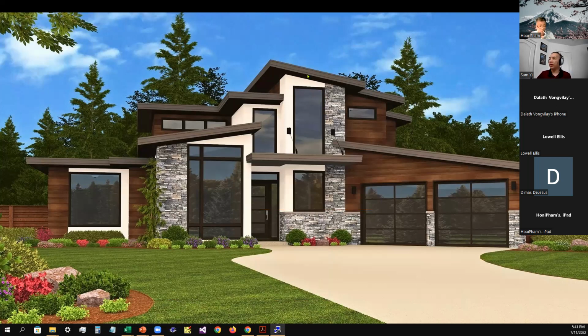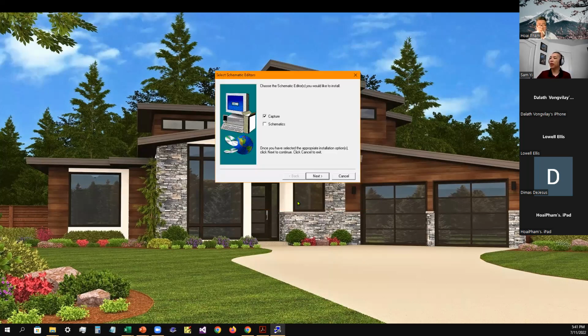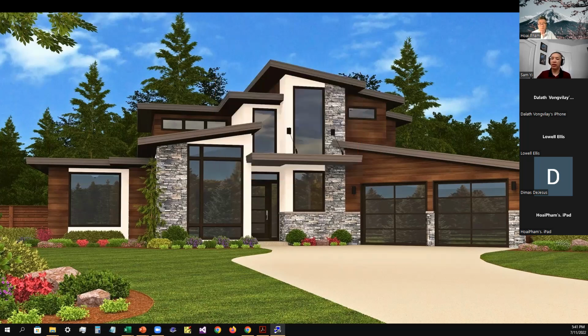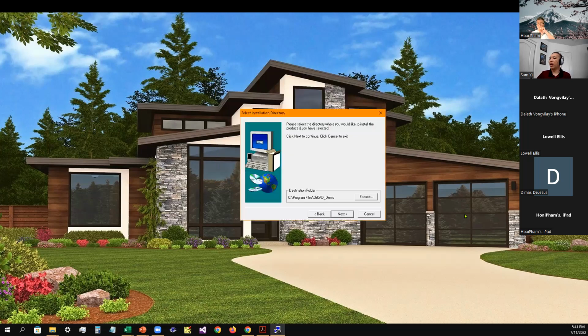After that, this message pops up. Make sure you put a check mark on both of them, Capture as well as Schematic, and then click on next. And next, and then this one pops up, saying please select the directory where you would like to install the product you have selected. I just keep the default, which is here. They already put in the default, so I just go ahead and click on next.